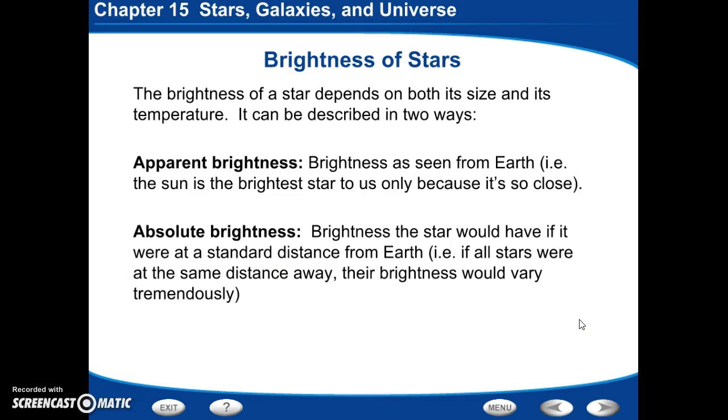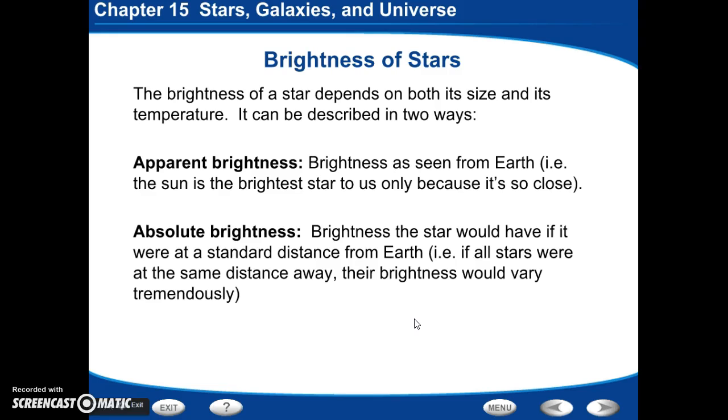So there are two different kinds of brightness. It depends on both a star's size and its temperature, and it can be described a couple of ways. Apparent brightness is how bright it seems to us here on Earth. Like our sun seems very, very bright, but that's only because it's so close to us. Absolute brightness is the brightness a star would have if it were at a standard distance.